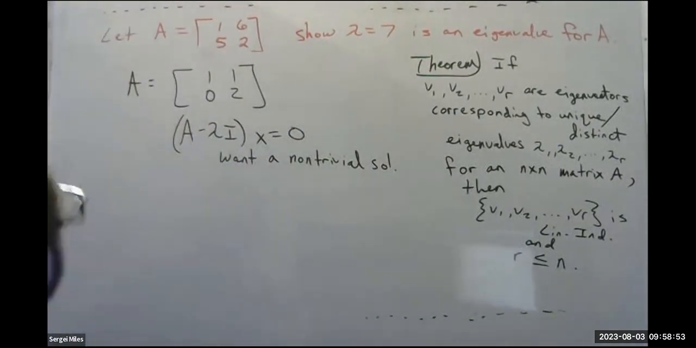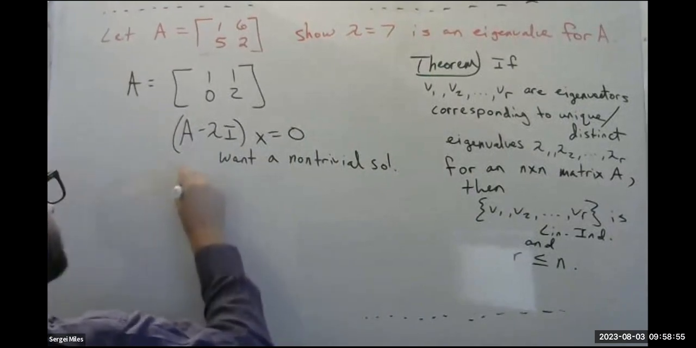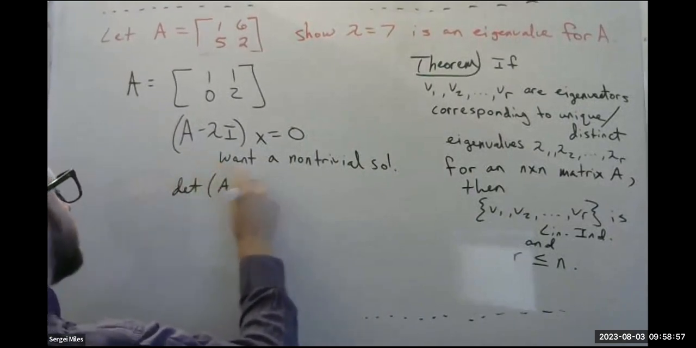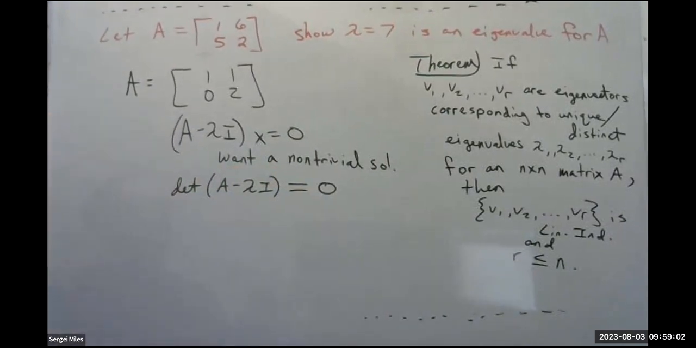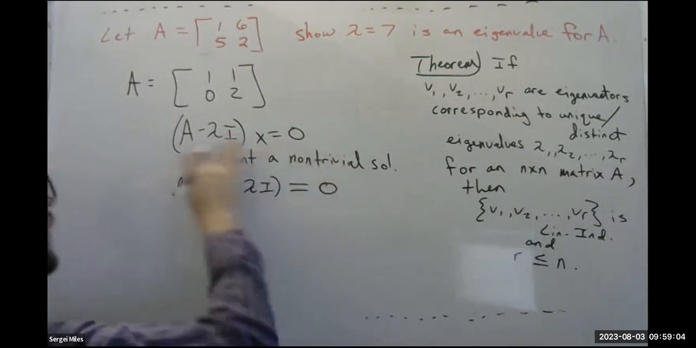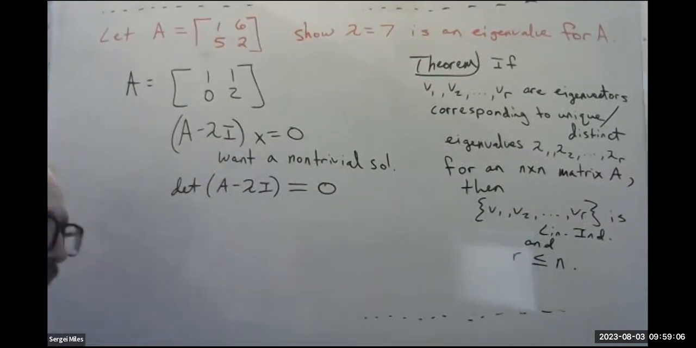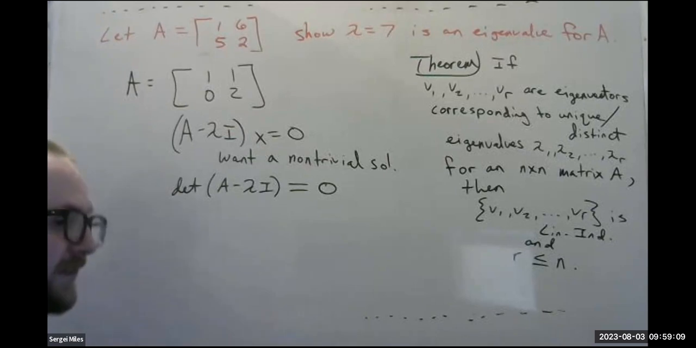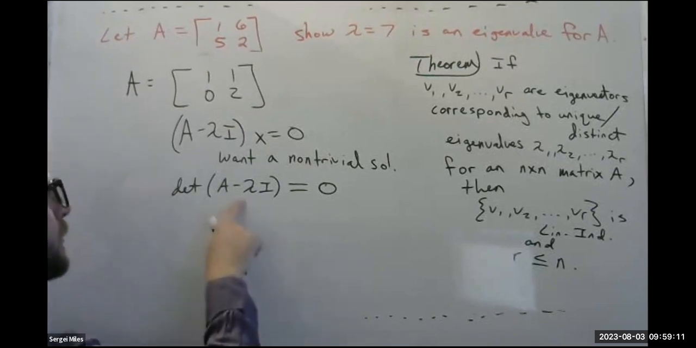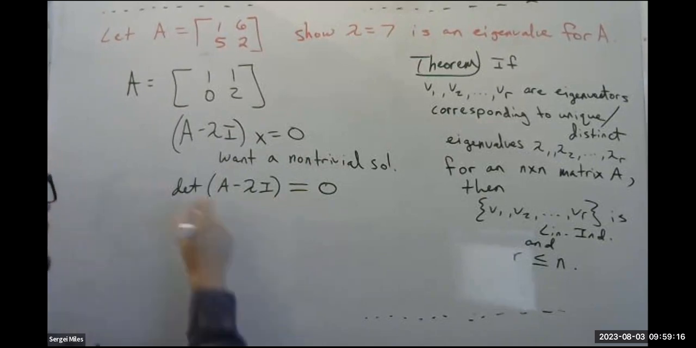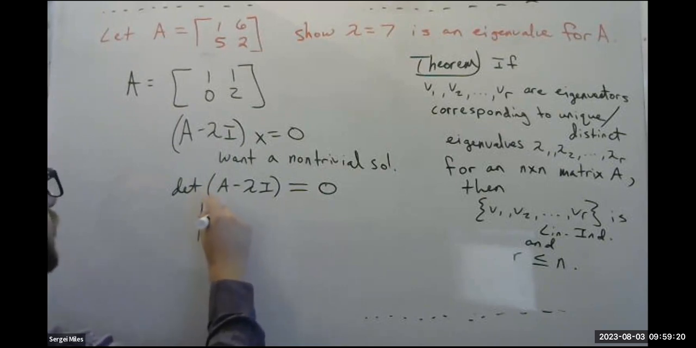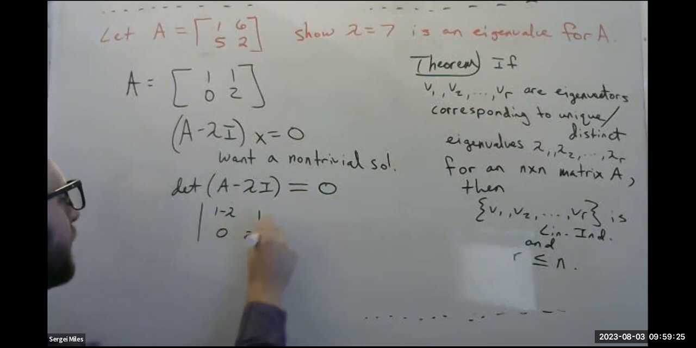Well, that means the determinant of A minus lambda I must equal 0. We said that earlier. In order to have a non-trivial solution, A minus lambda I must have a free variable. It must be linearly dependent, in which case the determinant of A minus lambda I must be 0. Okay, but what is this then? Well, the determinant of the matrix with 1 minus lambda, 1, 0, 2 minus lambda, what happens?